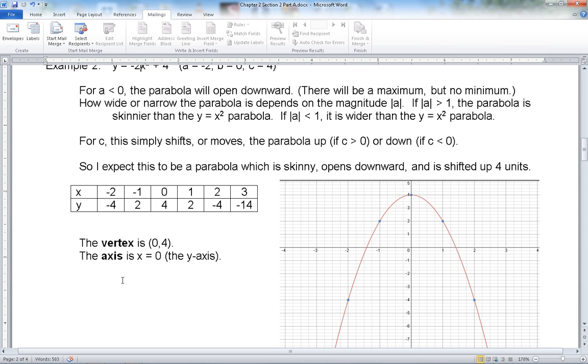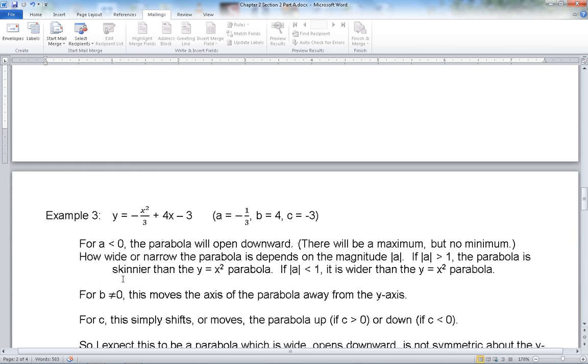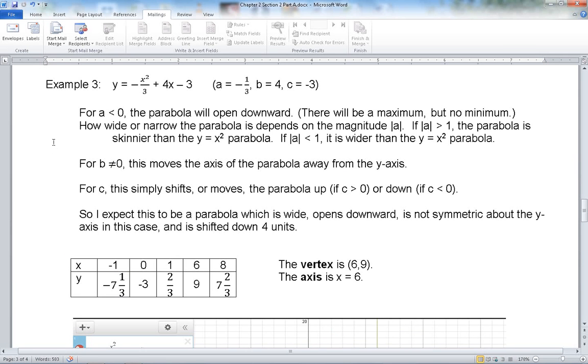Now let's look at another example. In example 3, we have y equals negative 1/3 x squared plus 4x minus 3. So now a is negative 1/3, b is 4, and c is negative 3. Again, when a is negative, the parabola is going to open downward. And because the magnitude of a, the absolute value of a, is less than 1, it's going to be wider than the y equal x squared parabola we saw first.